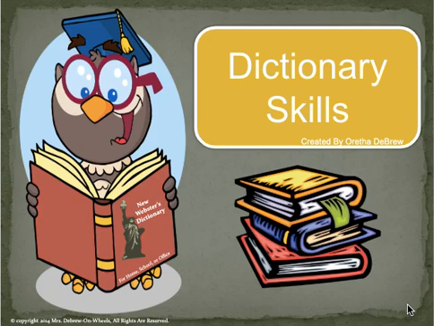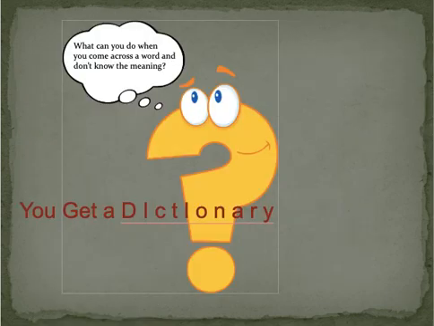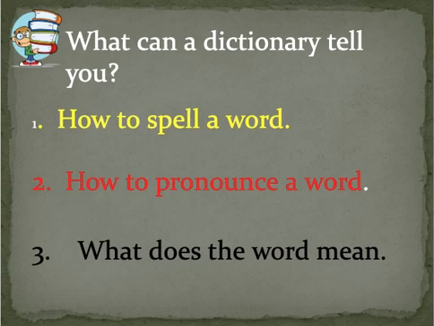Hey guys, today we're going to talk about dictionary skills and how to use it to find what you're looking for. So, what can you do when you come across a word you don't know the meaning of? Well, you're probably going to need to use a dictionary, whether it's an online dictionary or an old-fashioned paper dictionary. And if you're wondering what a dictionary can tell you, not only how to spell the word, but how to pronounce the word and its meanings, because remember that many words have multiple meanings.